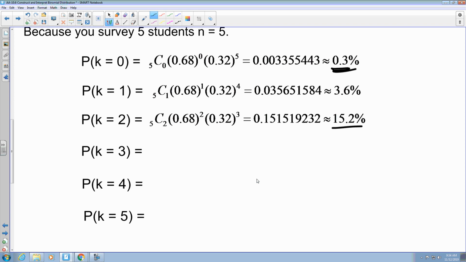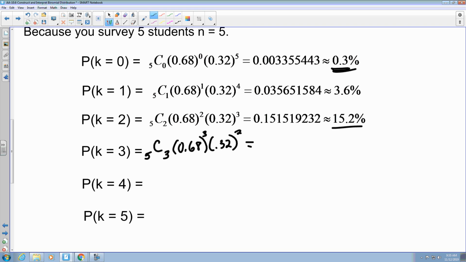So we're going to try to find the probability that 3 people said they're not afraid to fly, 4 people said they're not afraid to fly, and 5 people said they're not afraid to fly. So we're going to set this up. It's going to be a combination where we have 5 choose 3, times 0.68 raised to the third power, times 0.32 raised to the second power.